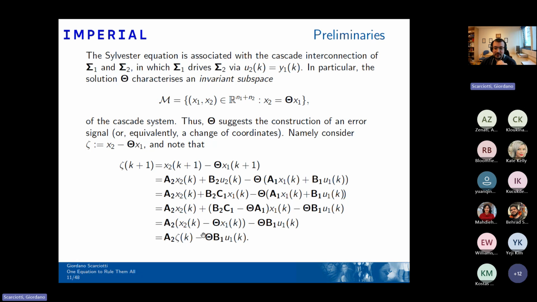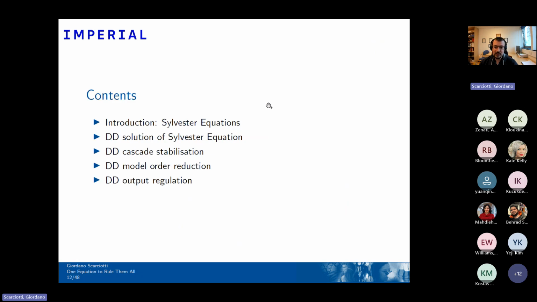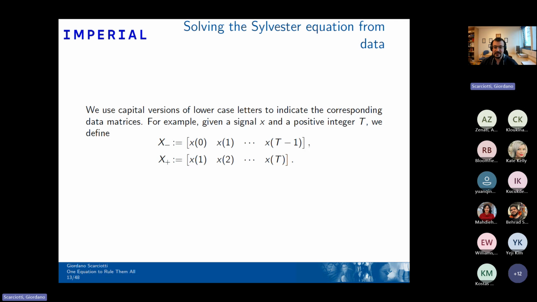In other problems, like for instance the cascade stabilization, U1 is not identically equal to 0, and is used to make the A2 system asymptotically stable, which again will drive the error from the subspace to 0. So in one way or the other, because of the setting of the problem, we will always end up on the subspace. Okay, so this was the introduction, the preliminaries, and now we move to the data-driven version of these results.